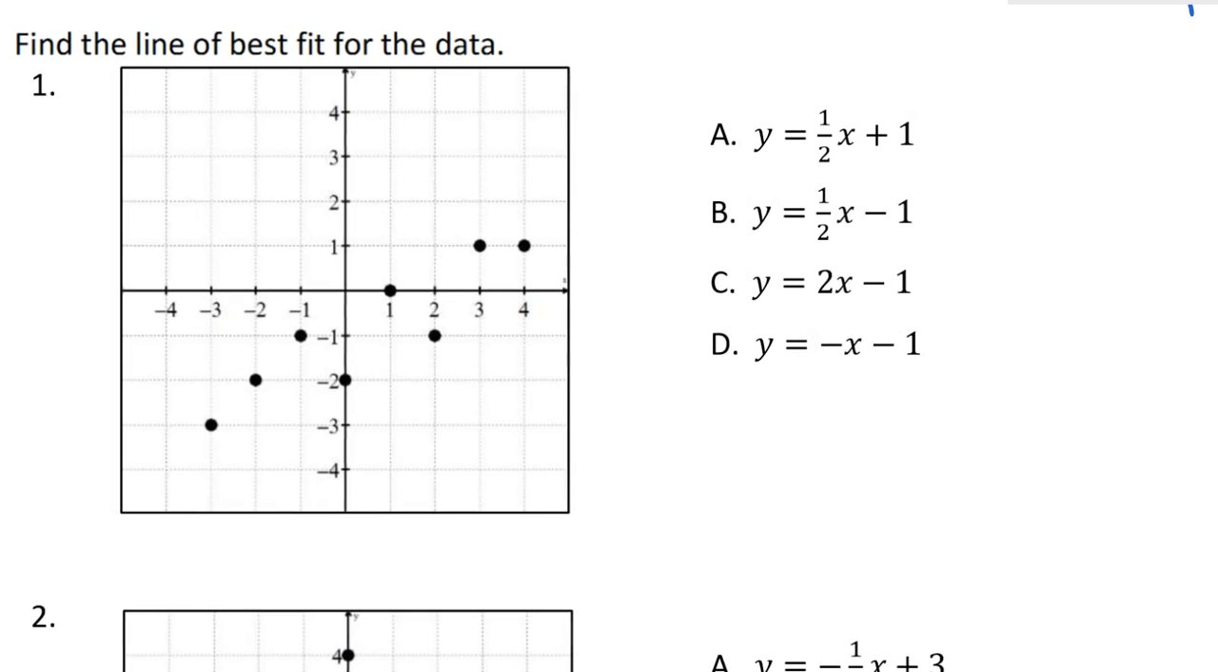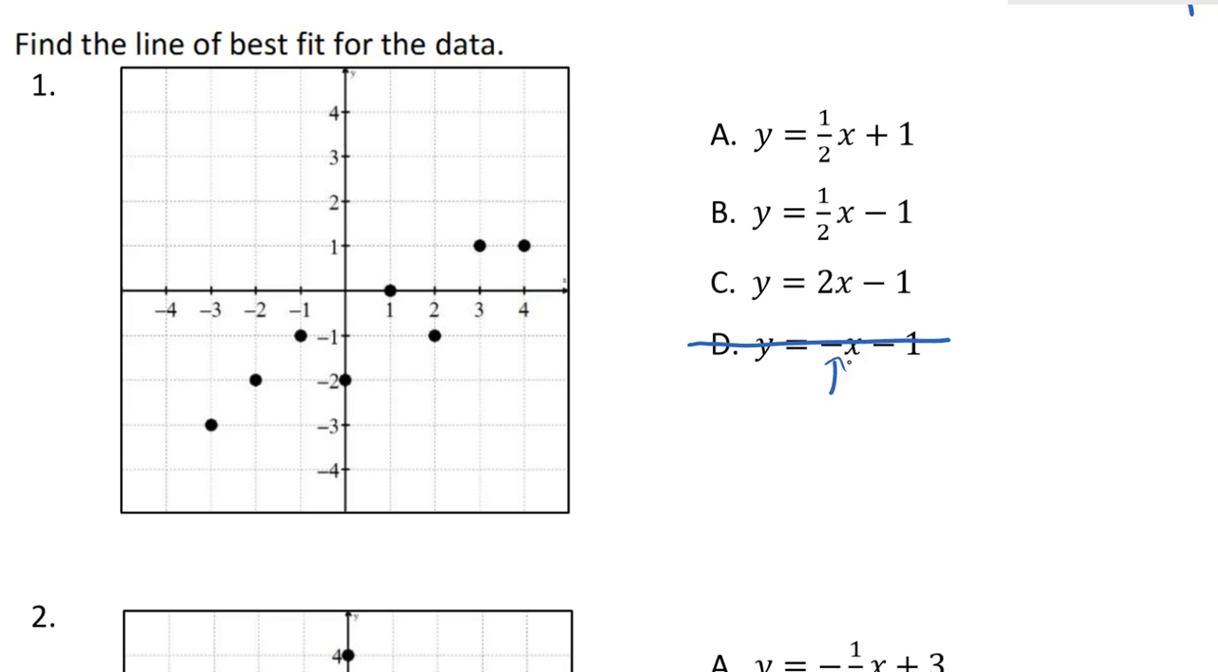Okay, this data from left to right is going up. We could sketch a line through here that would split the data in half, so it's going to have a positive slope. So we can automatically eliminate D because it has a negative slope. That just increased our chances of getting this correct.